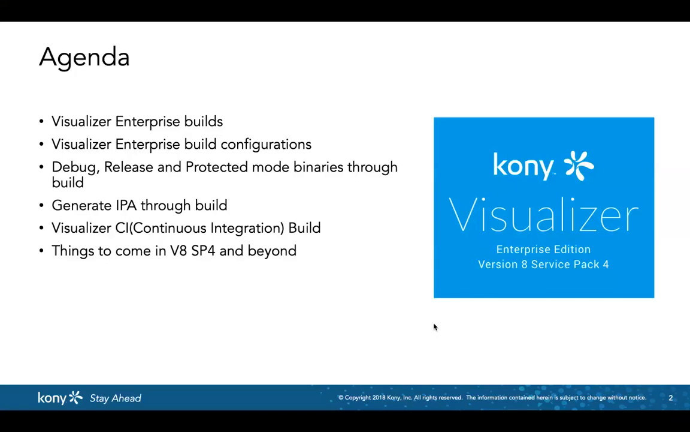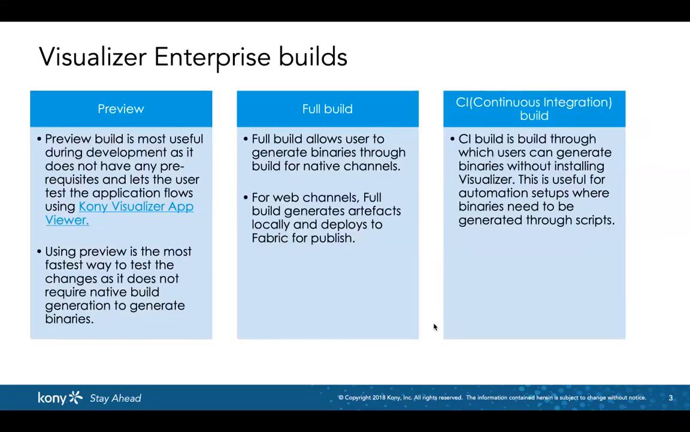So I'll be starting with the Visualizer Enterprise builds. Visualizer Enterprise mainly supports three different kinds of builds today in V8 onwards. The first one is the preview build. Preview is a feature using which the user can build and test their application at development time and quickly view the changes that are being done, right?